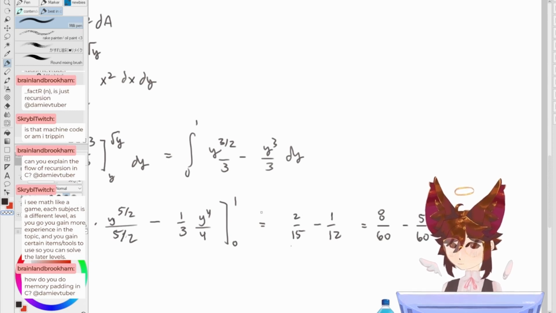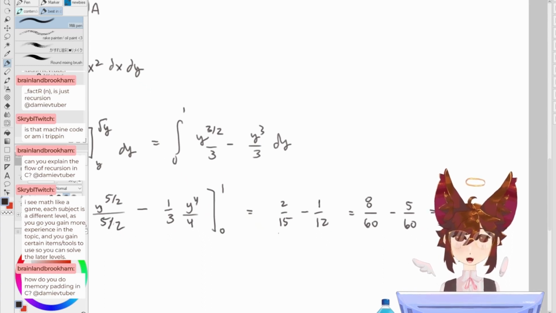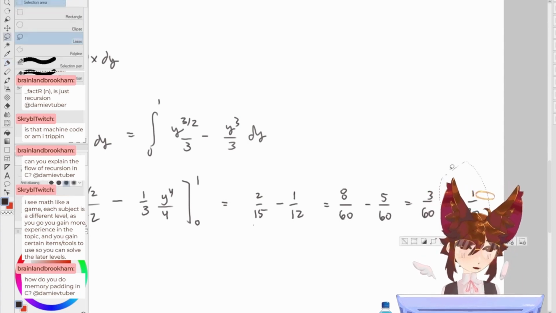Memory padding? I don't know that one either. Okay, I got it back. I don't know what happened there. I briefly had a small digital stroke.